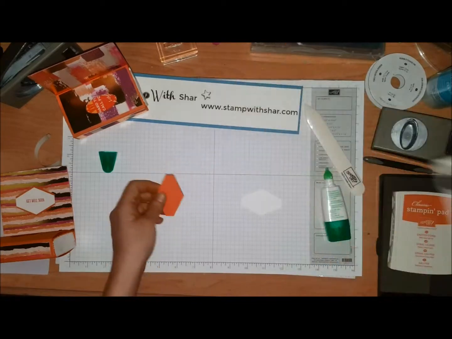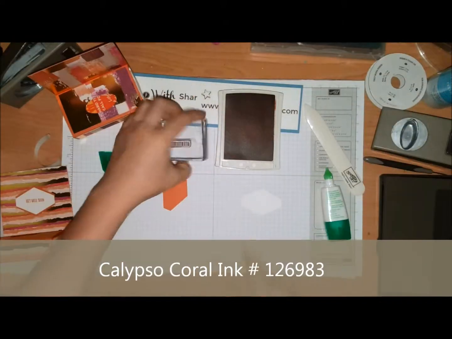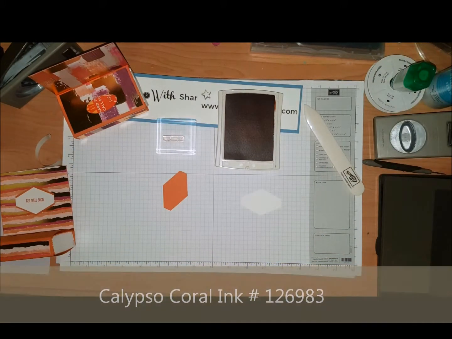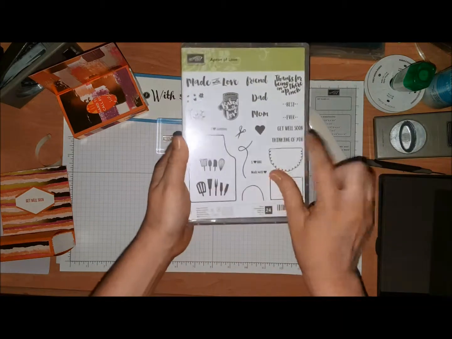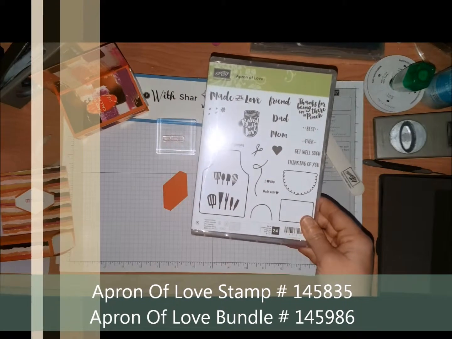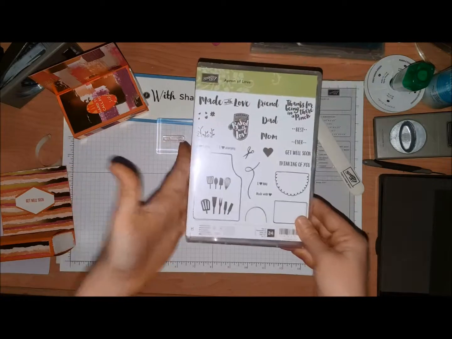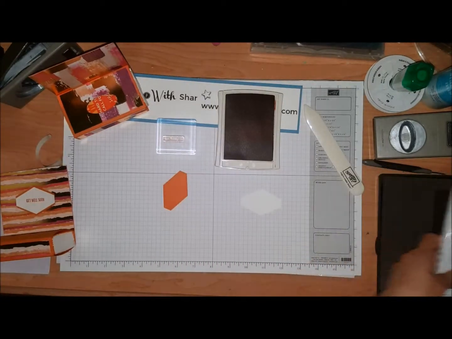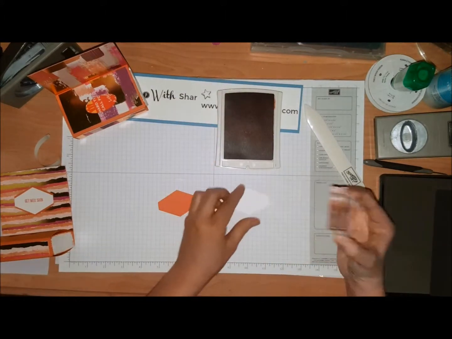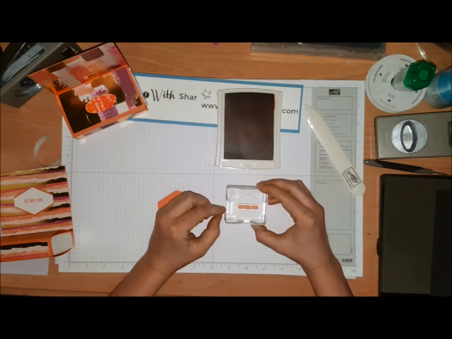All right, so I'm using Calypso Coral ink. I'm using Get Well Soon, and I believe that is from the Apron of Love stamp set. Get Well Soon, love this stamp set. And again, it comes with coordinating framelits, and if you purchase them together as a bundle, you save 10%. We love to save money. I know I do. Okay, so I'm going to ink that up, and just in the middle, Get Well Soon.